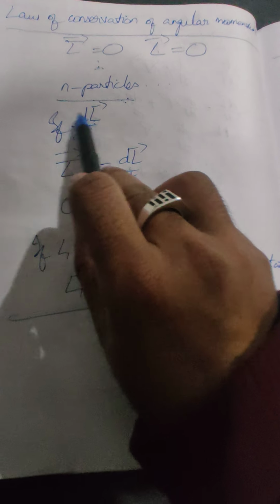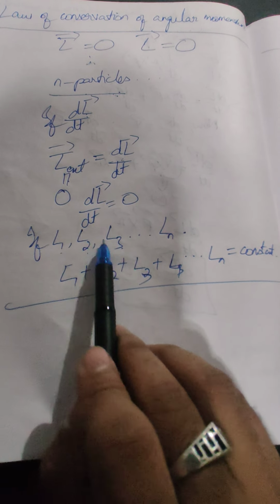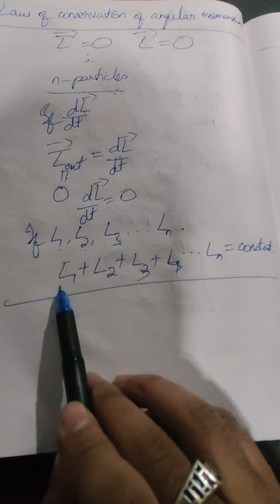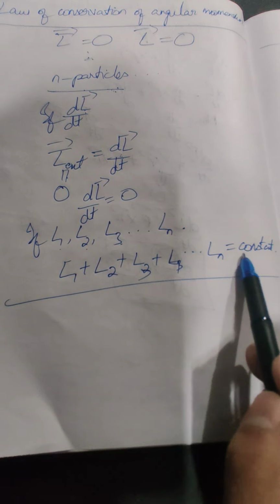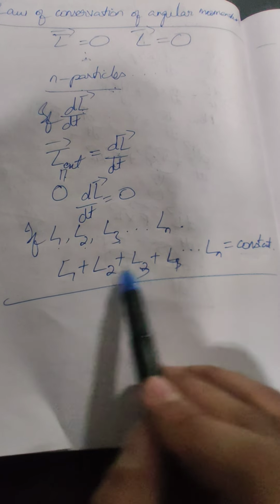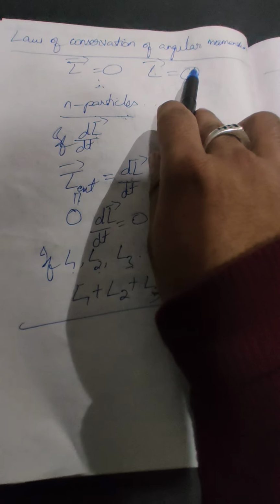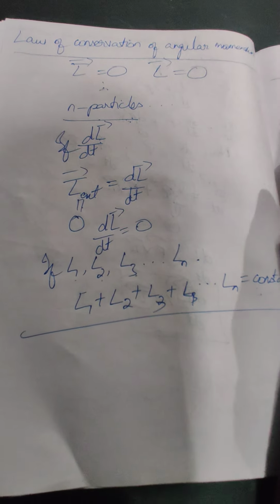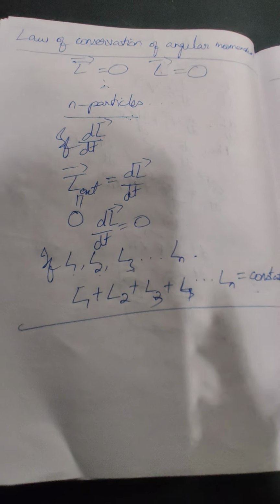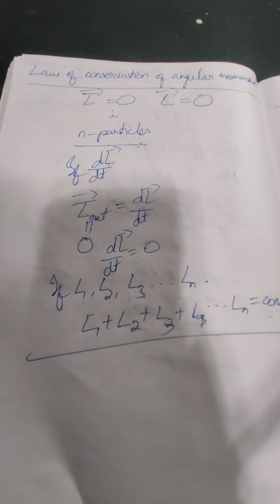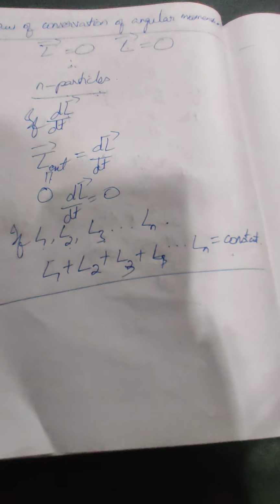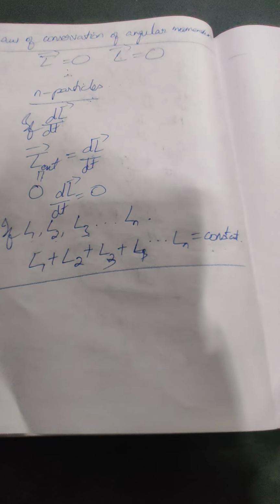If no external torque acts on the system, then the total angular momentum of the system will remain conserved, or will be constant. Okay, so that is the statement of the law of conservation of angular momentum.